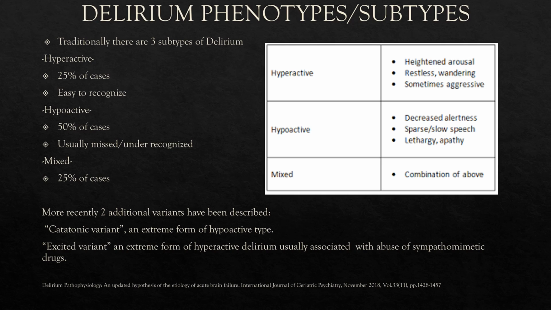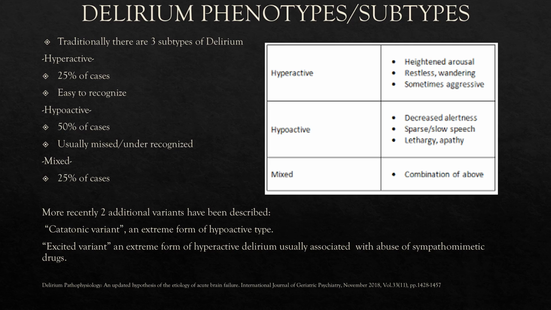Traditionally, we think of three subtypes of delirium: hyperactive, hypoactive, and mixed. Hypoactive is 50% of the cases. Usually, the hypoactive subtype of delirium is missed or underrecognized. The symptoms of hypoactive delirium are decreased alertness, slow speech, lethargy, and apathy.